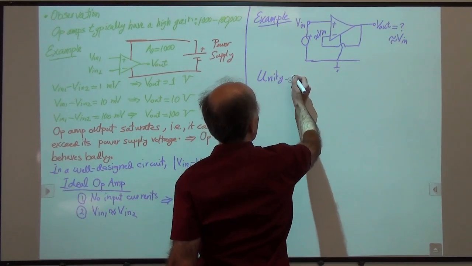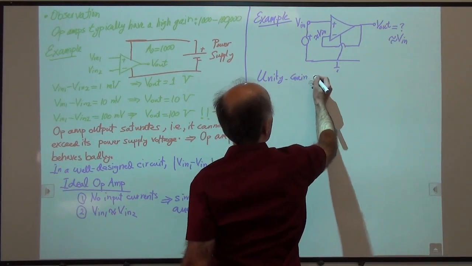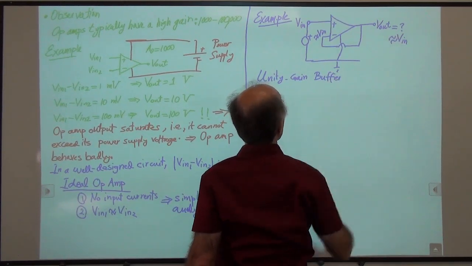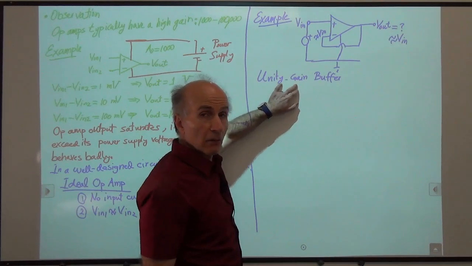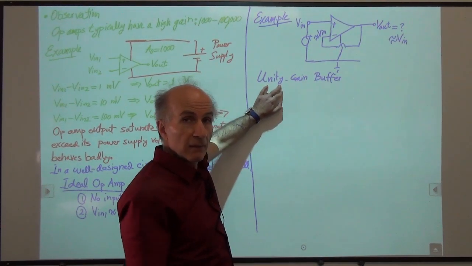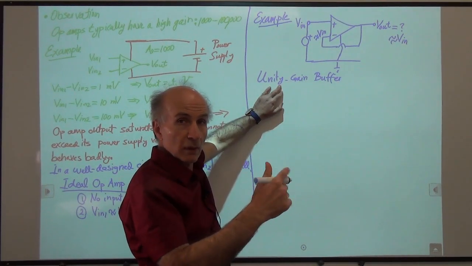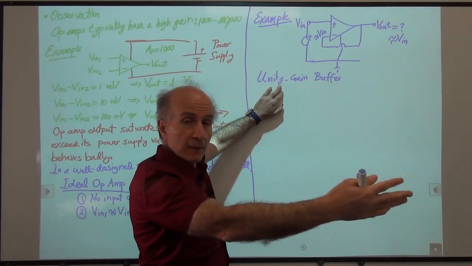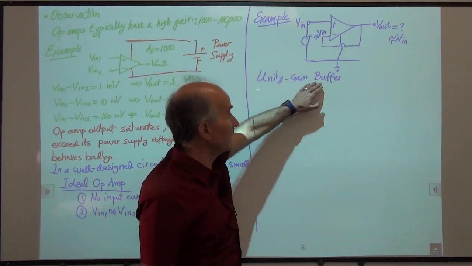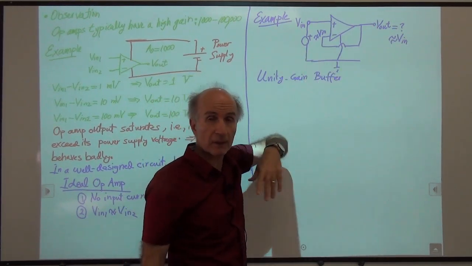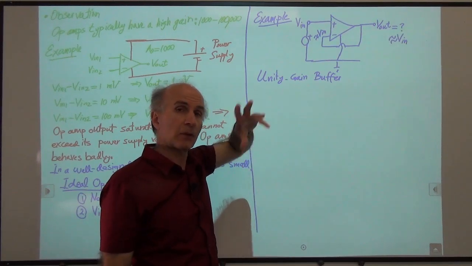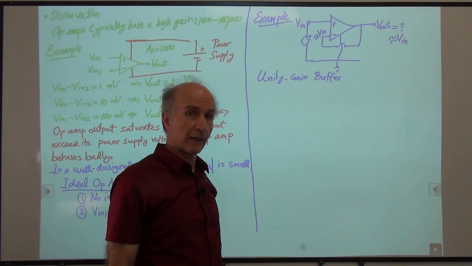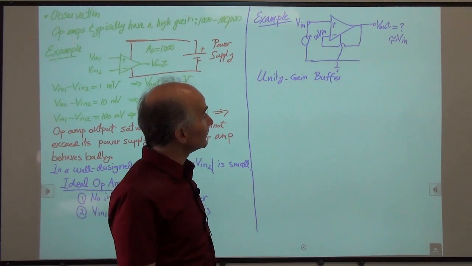A unity gain buffer. The term unity gain arises because V out is equal to the input. So if there's any gain to be had, it's just one. It takes the input and brings it to the output. The term buffer is related to the properties of the circuit that we will not talk about here. We talk about this in electronics design in the other courses that I have on my channel.